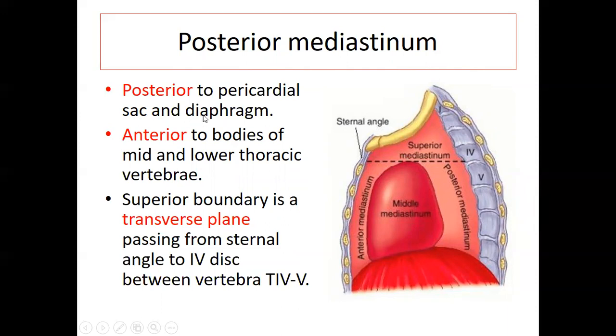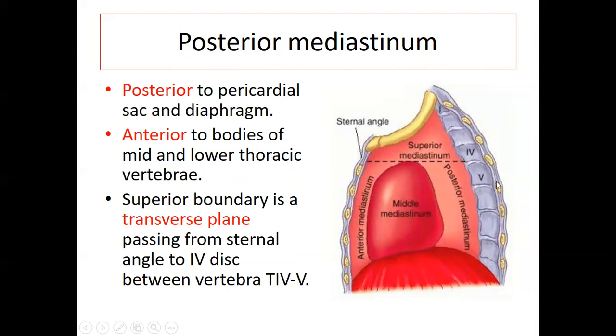Where is the location of the posterior mediastinum? It is posterior to the pericardial sac. In front here we have the pericardial sac, and it is also located behind, or posterior to, the diaphragm. At the back here, the posterior boundary, we have the bodies of the mid and lower thoracic vertebrae.